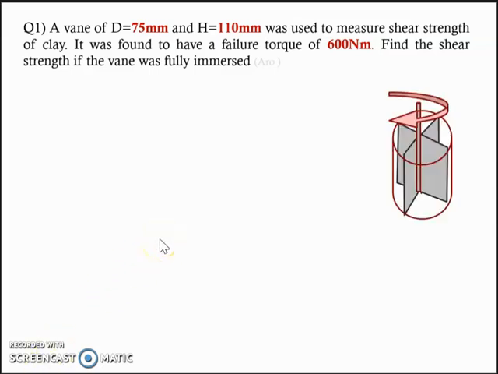So you have the vane shear test in which you apply the torque. The vane will have a diameter d and a height h, and the torque is given as 600 Nm. You're asked to find the shear strength if the vane is fully immersed. So the relation for shear strength when the vane is fully immersed is S equal to T by pi into (d squared h by 2 plus d cubed by 6), in which d is given, h is given in millimeters, and torque is given in Newton meters.